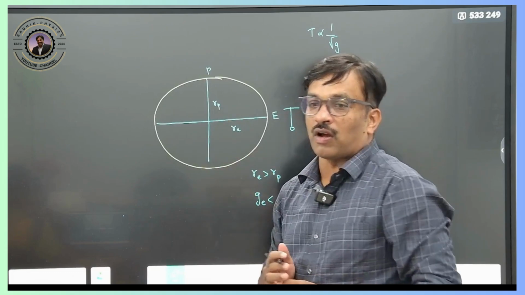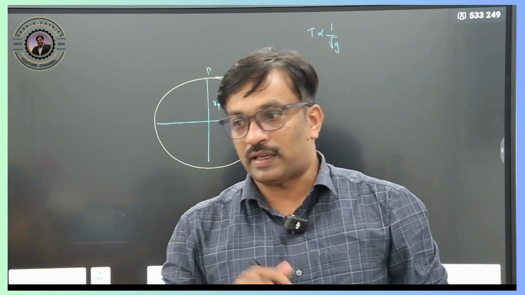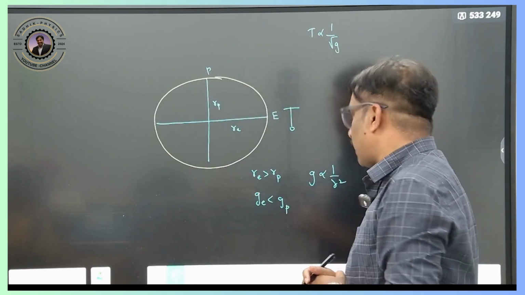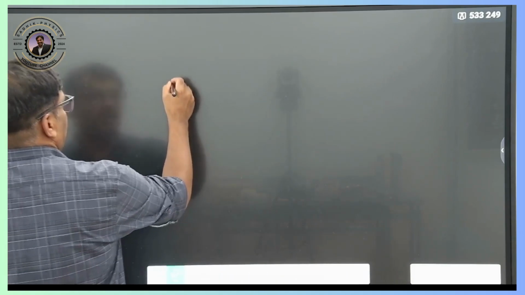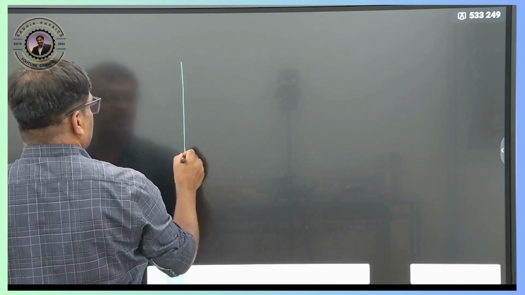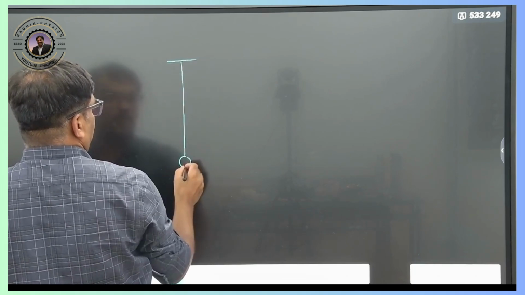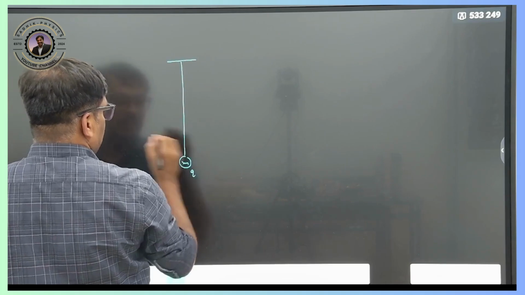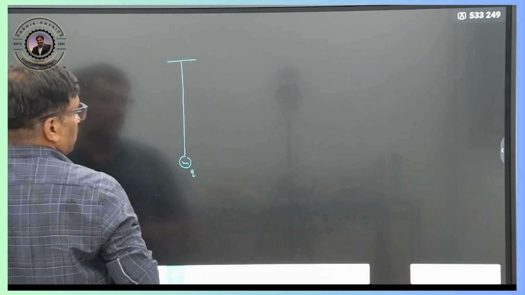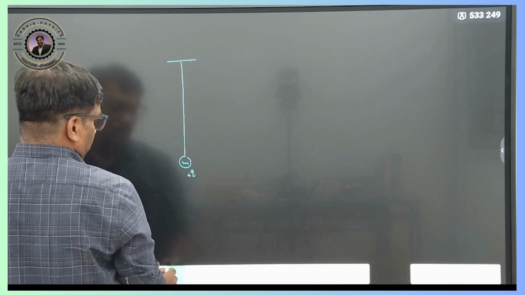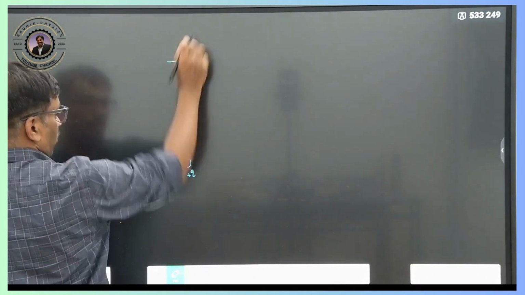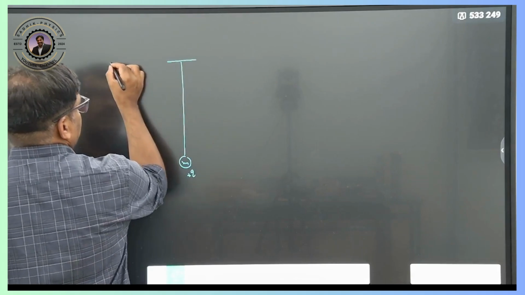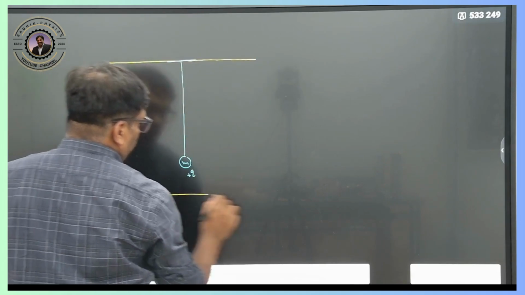At the poles, the clock will run faster compared to at the equator. Clear? Now we'll see the pendulum clock. Suppose this pendulum has mass m and charge q, so some positive charge is given. Now what we are going to do is provide some amount of electric field: this pendulum is placed in between two plates.